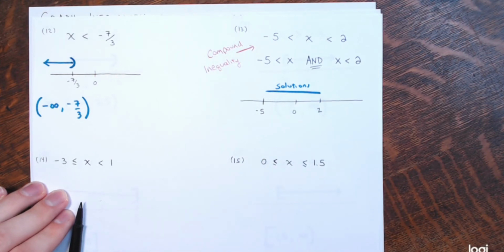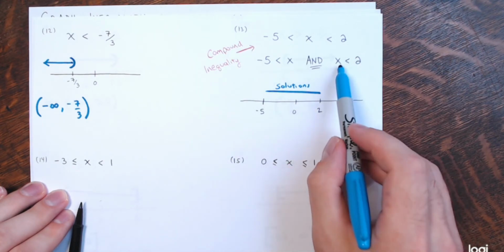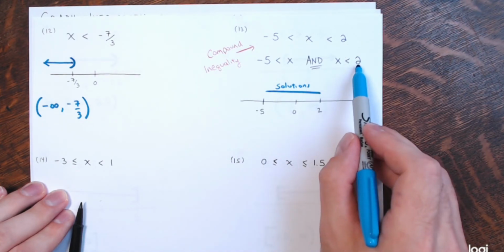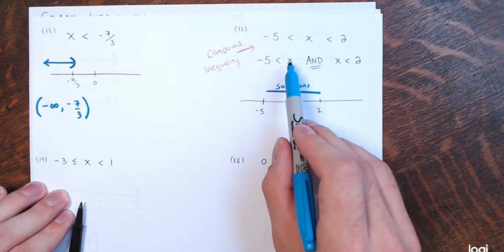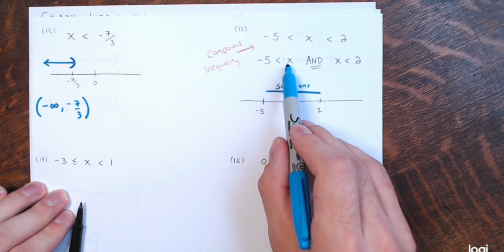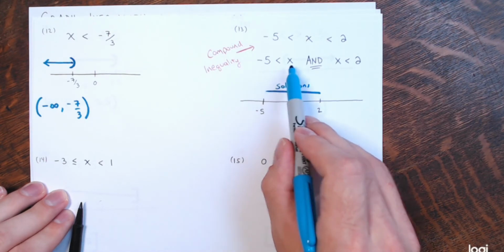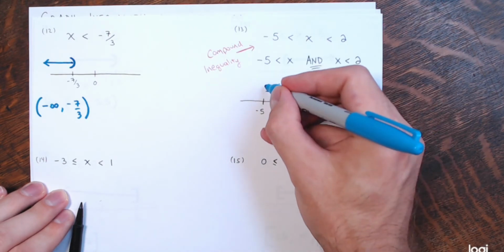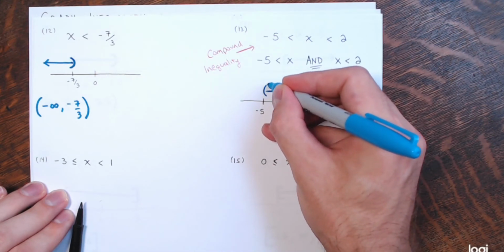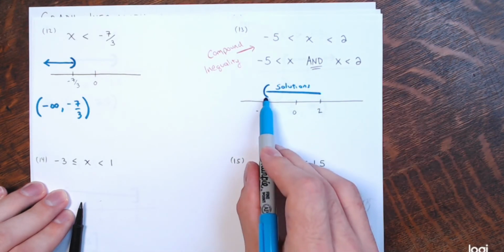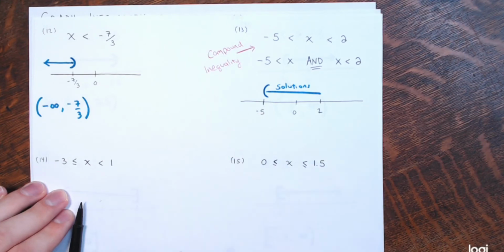All right, well, what about -5 itself? Well, -5 is less than 2, sure. But it's not greater than -5, it's equal. So -5 doesn't satisfy both. So it's not a solution of the compound inequality, meaning I'm putting a parenthesis symbol above it.